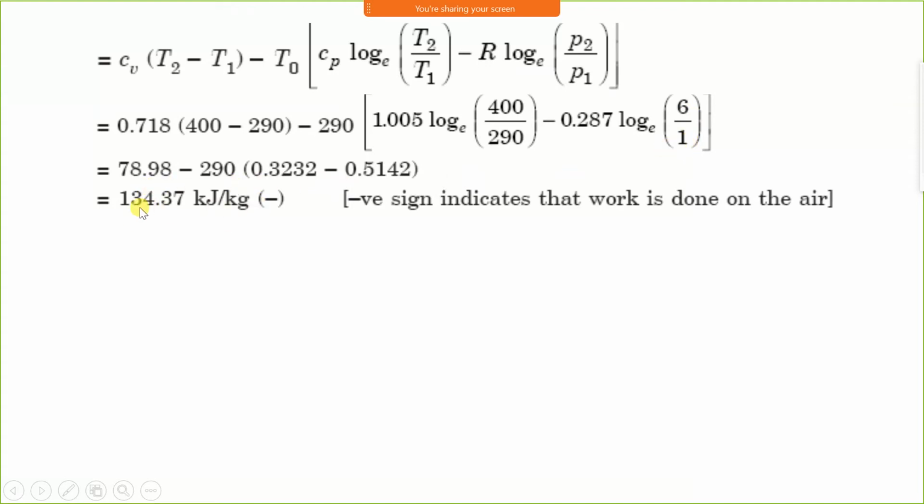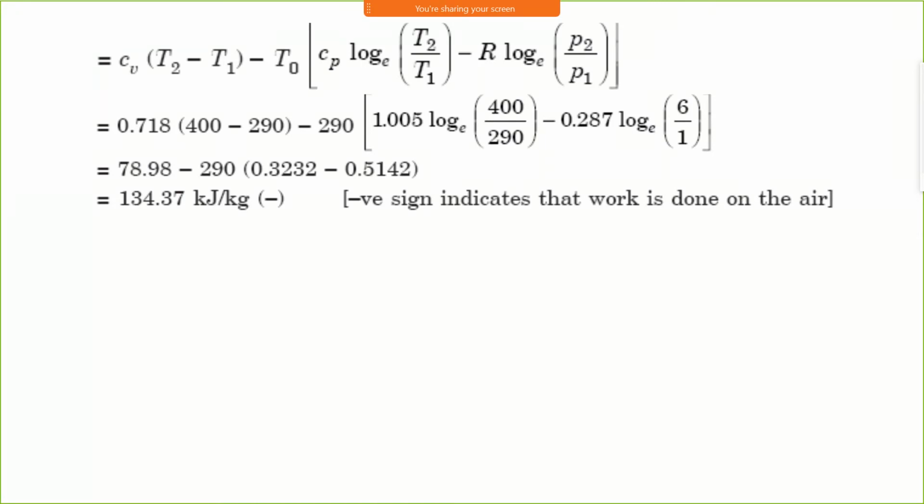Then after calculation we will get 137.37 kilojoule per kg. This is the work of compression. Work of compression means work is supplied to the compressor to compress the air.